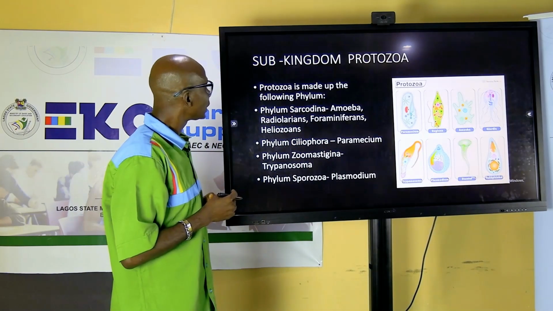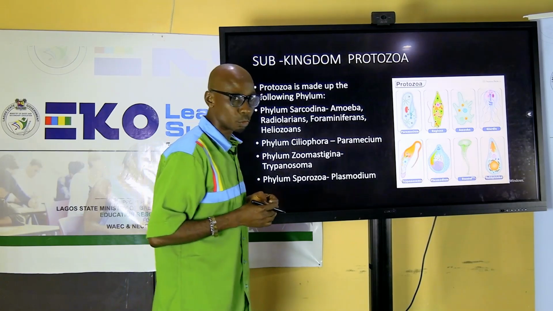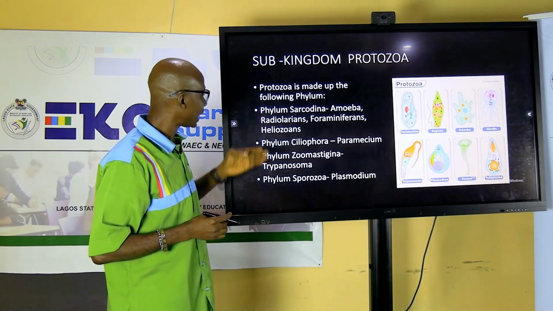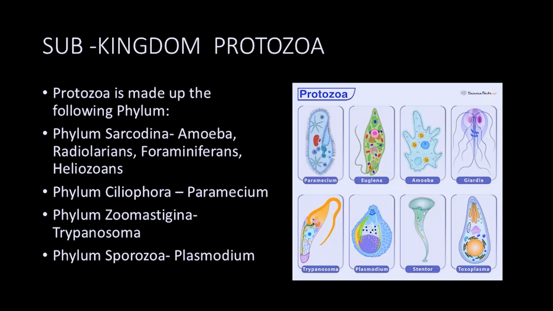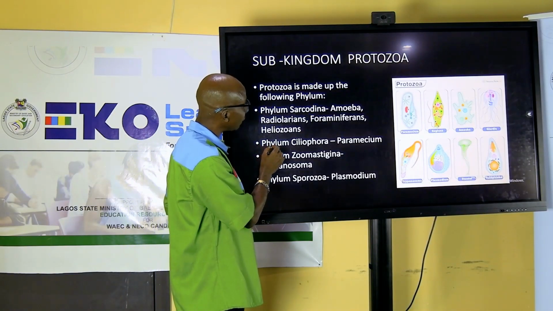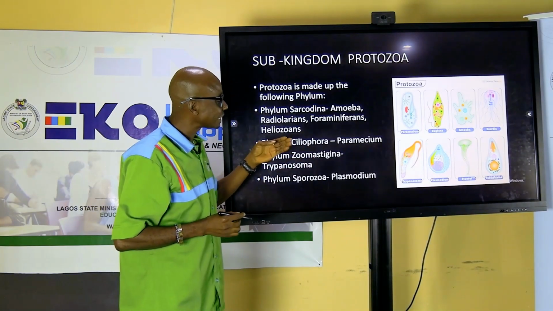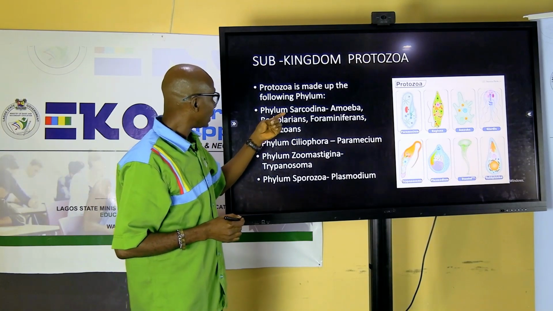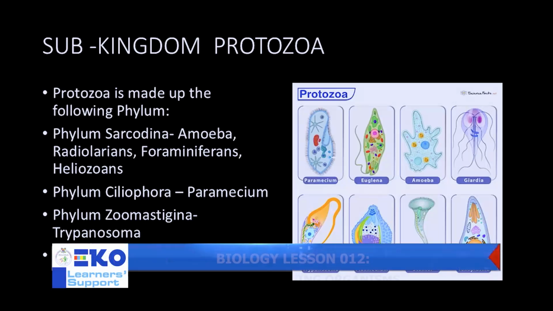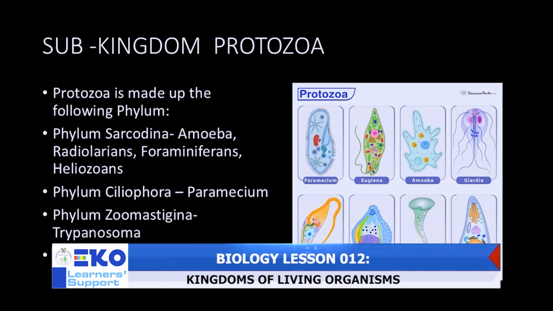The next one is the kingdom Protozoa. The Protozoa is made up of the following classes. Phylum Sarcodina. Examples of animals under the Sarcodina are amoeba, foraminiferans, and radiolarians. The next one is phylum Ciliophora, those that have cilia in their nature. The Sarcodina move by use of pseudopodia. The Ciliophora move by the use of cilia.